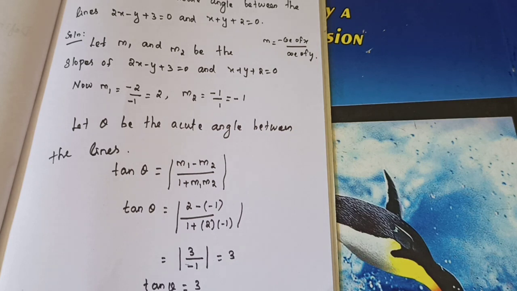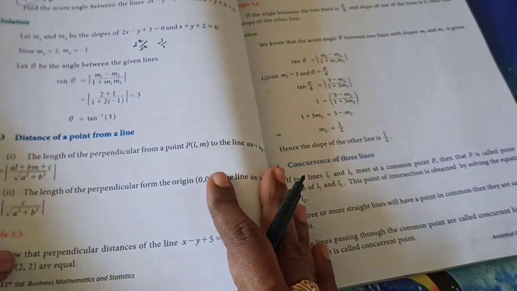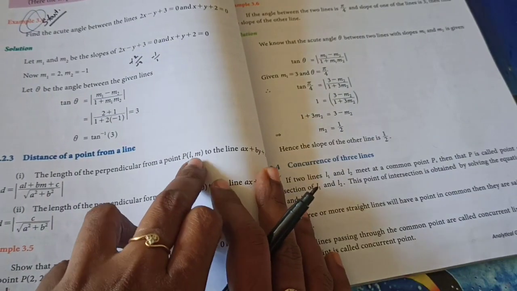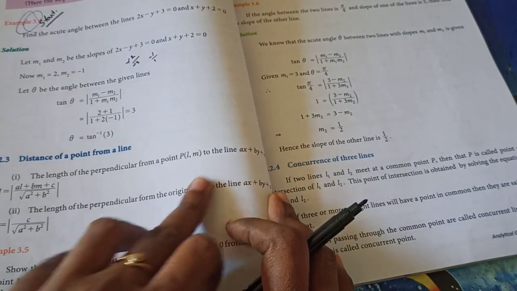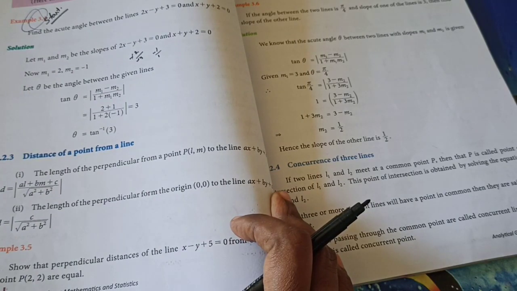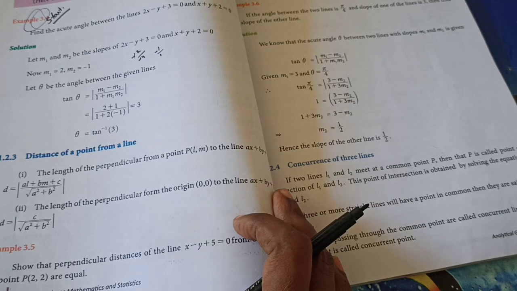Next we are going to learn 2 more formulas. All of you take down your books. Distance of a point from a line. I will teach from your book; the page number may be somewhat different. The length of the perpendicular from a point P of L comma M to a line. I said in the first class itself, the third chapter is very easy, but we will learn a lot of formulas. So please write down everything and learn it.